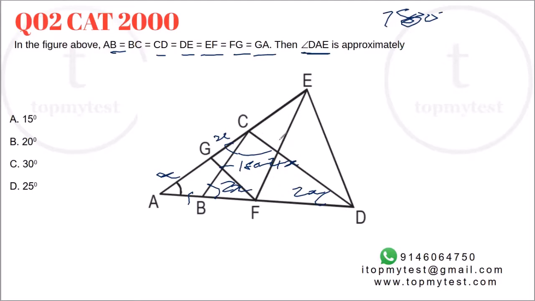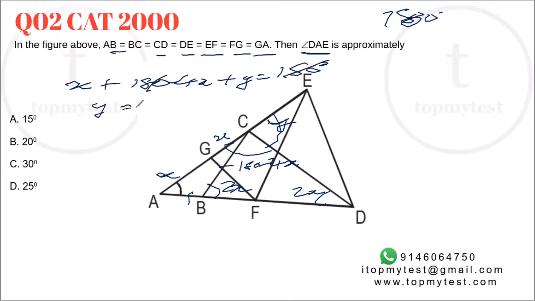Okay. Now this full line, if I take this angle as Y, I know X plus 180 minus 4X plus Y equals 180 degrees, right? Which means Y should be equal to 3X. If Y is 3X, then CD is equal to DE, which means this angle will also be equal to 3X.